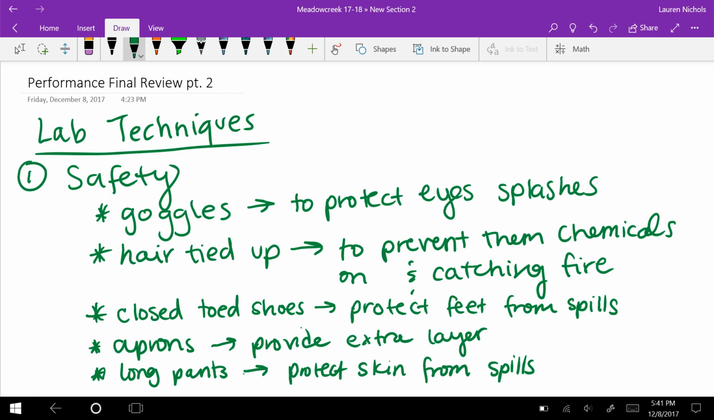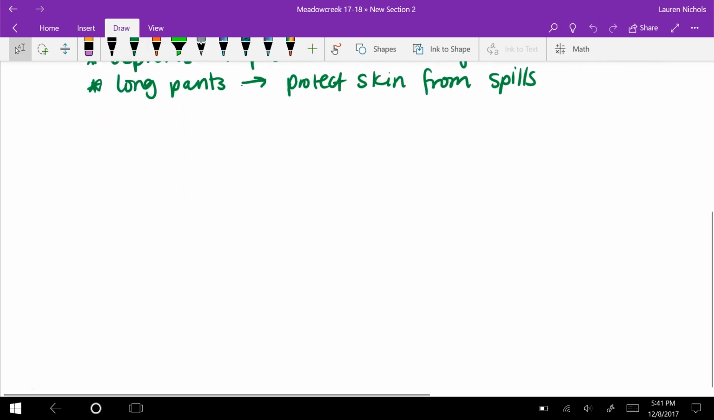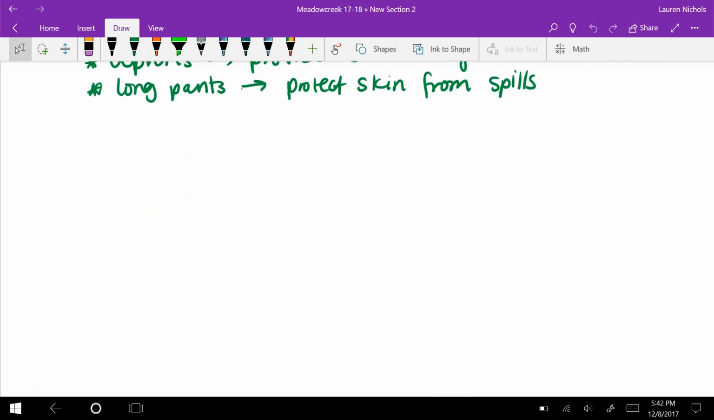Next thing that we need to talk about is a few of the labs that we have done throughout the semester that are going to tie into the ionic covalent, electrons, protons sort of thing that we were just referring to. So let's talk about the unknown liquid lab where you had to identify it.